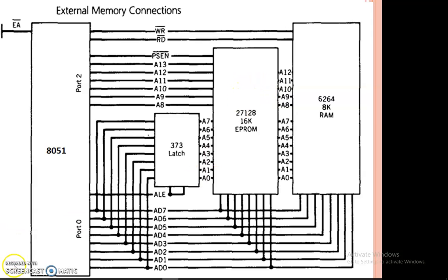So here we are connecting 3 buses. First one is data bus, second one is address bus, third one is control bus. Control bus is nothing but read and write pulses according to the memory type. If it is RAM, RD bar and WR bar are required. If it is ROM, the PSEN pulse is required. These pulses must be connected to the memories.